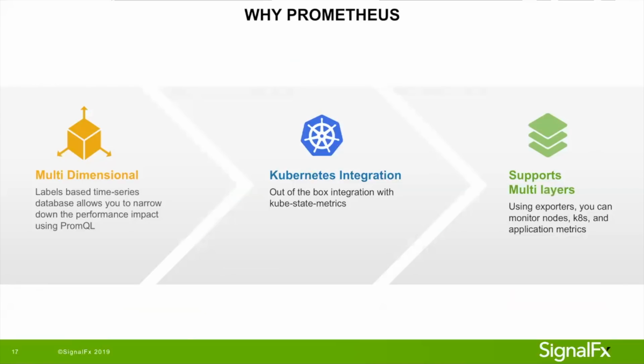Prometheus is a time series monitoring system, and it has very good qualities associated with it. It's multi-dimensional, which means that you can pull in all these labels that Kubernetes applies to the various resources and use them to color the metrics that you are looking at. It has deep Kubernetes integration. As I said, every single component makes Prometheus readable metrics available for you. And it also supports all the multiple layers. You can go and observe all the different layers that I just talked about.